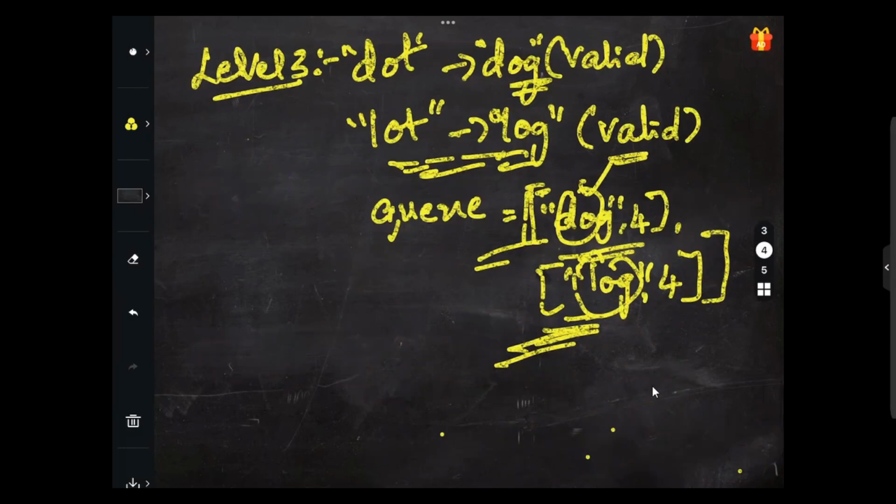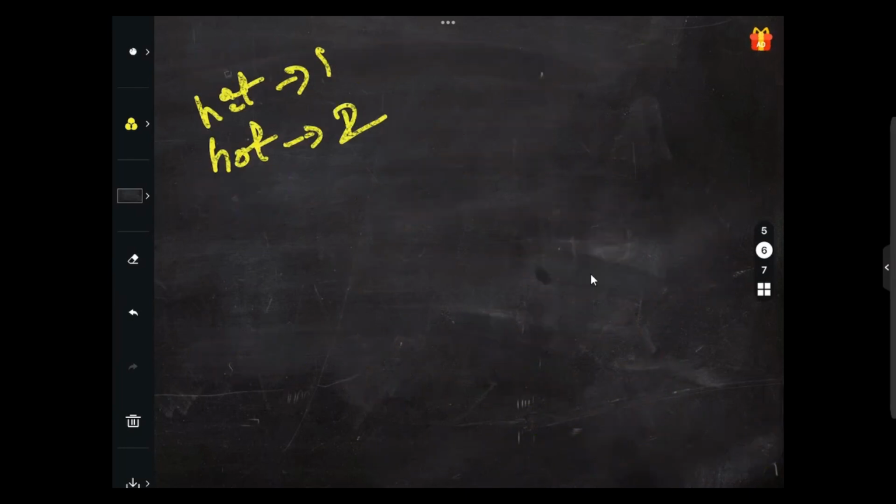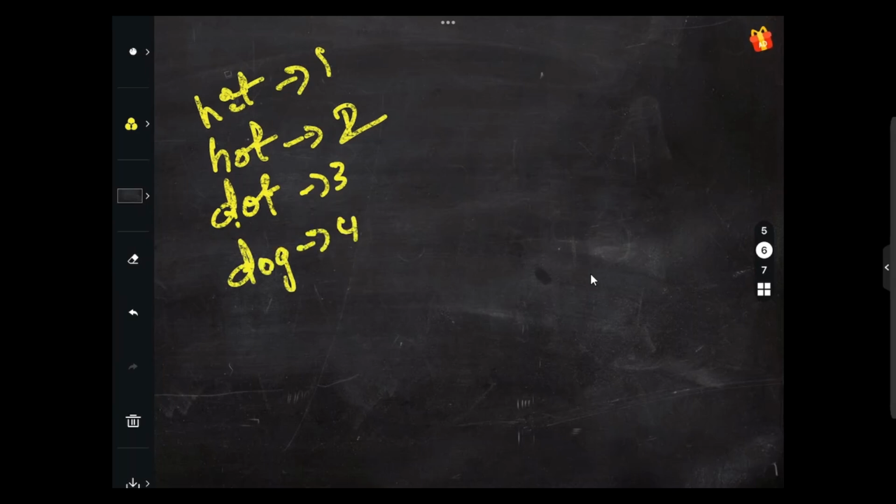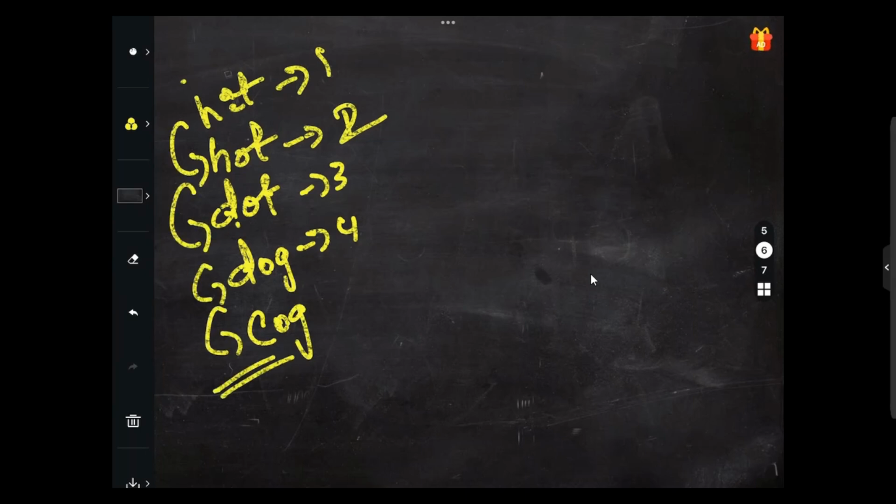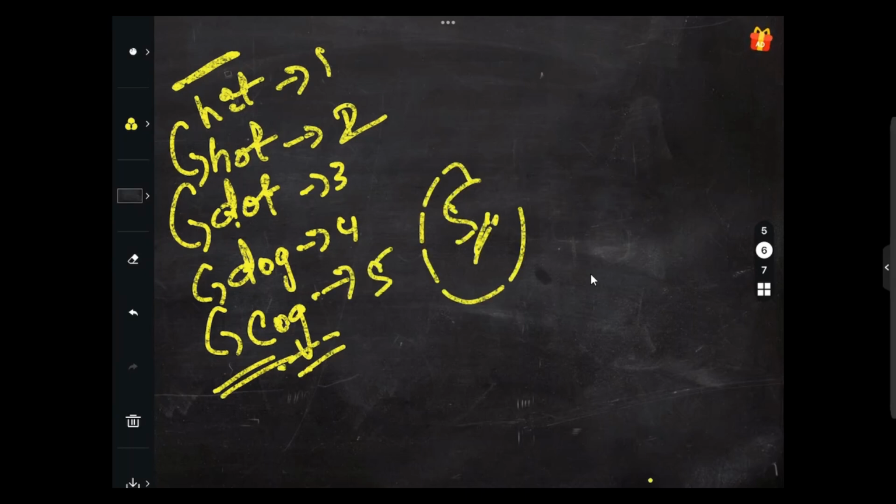So from level 3 we'll be considering dot. From level 4 we'll be considering this one, dog. So finally level 5, we will consider cog, and this is the shortest sequence to reach from begin word to end word in the word set, right? So then we will finally return the length of the sequence as output, 5.